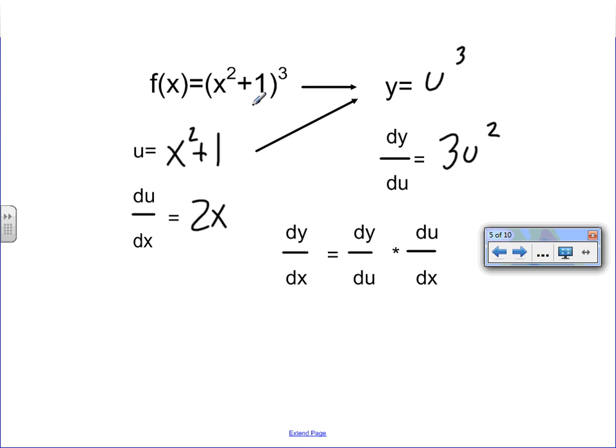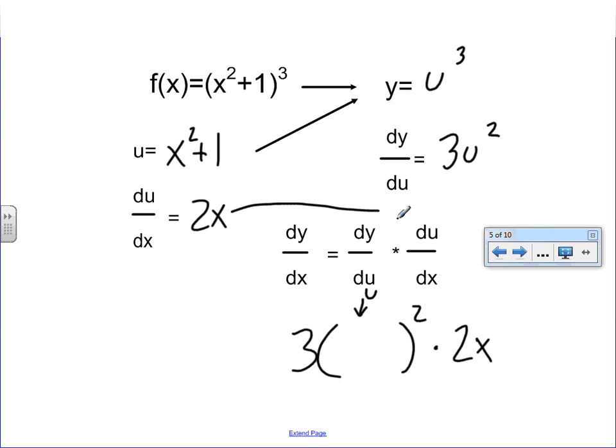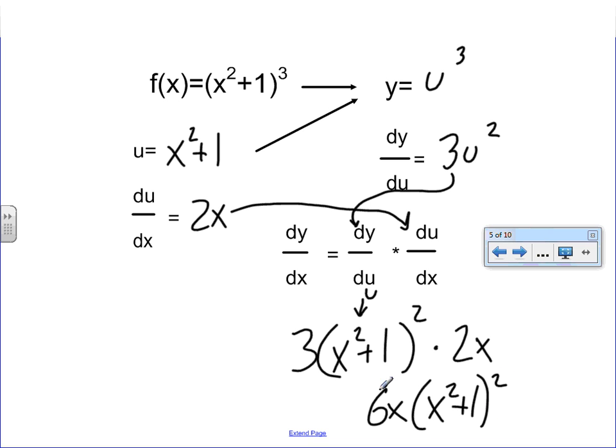dy/dx, which is the derivative of this thing that we started with, is going to be dy/du, which is 3u squared, times du/dx, and du/dx in this case is 2x. The last thing I'm going to end up doing, or second to last thing, is to back substitute in x squared plus 1, and then make it nice. 3 times 2x is 6x times the quantity x squared plus 1, squared. That's about all I can do. That's, if we like, f prime.